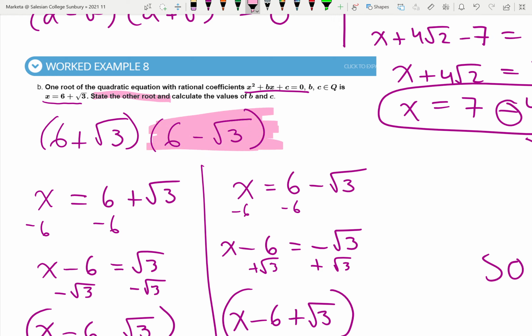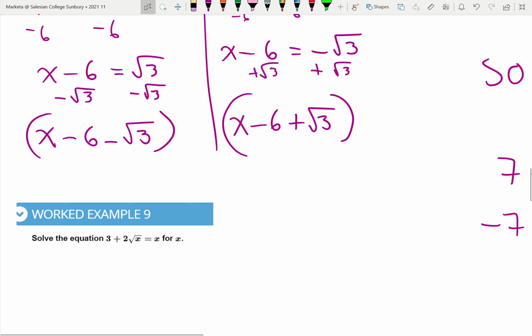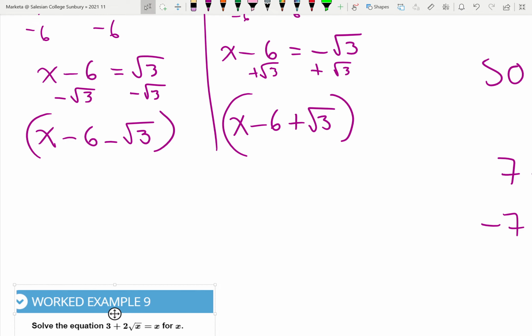And I should really call it, I should actually say x equals 6 minus root 3, so that would be my answer for the pink part. The second bit, calculate the values of b and c. So let's do that now. So, running out of room a little bit, I'll move this away.